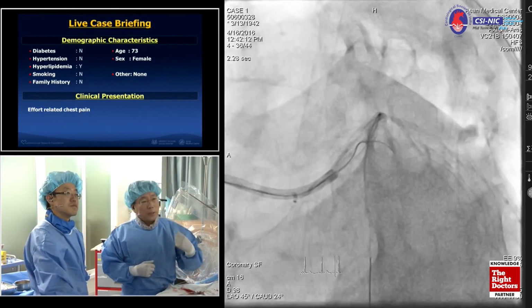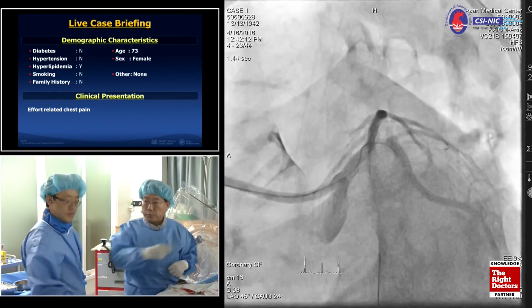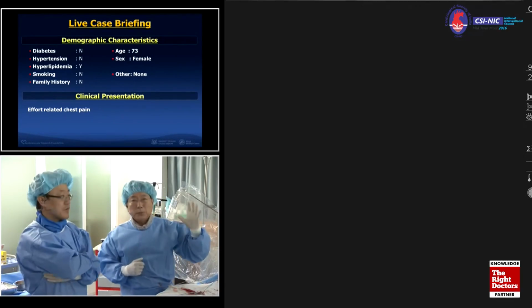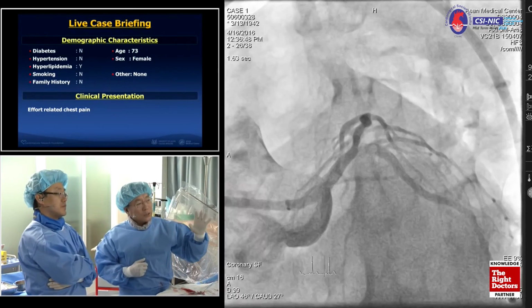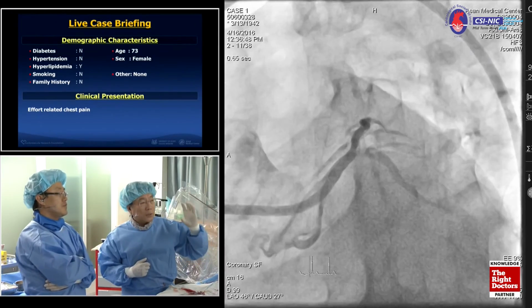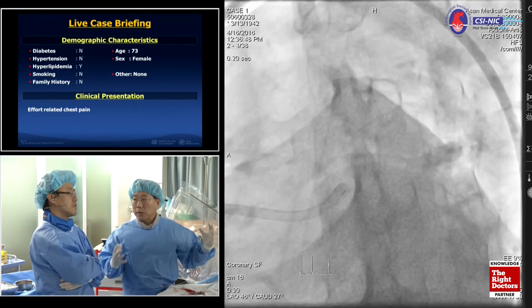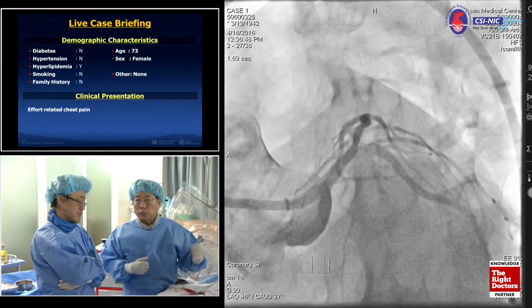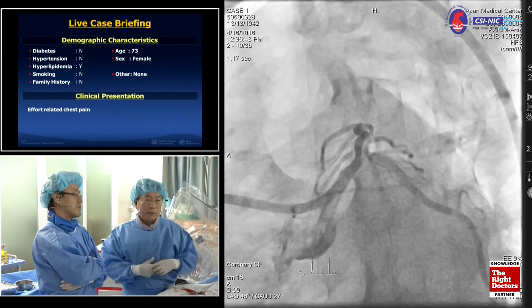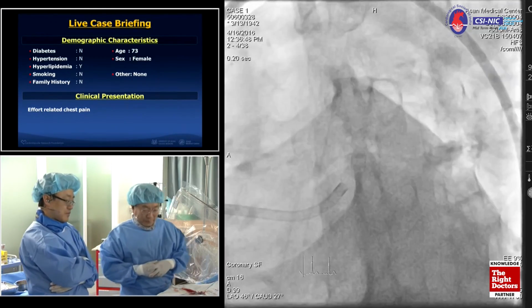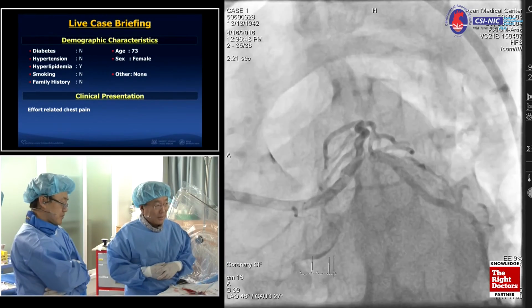So personally, I believe, you showed the previous one. So I believe this kind of case is simple, not simple, this is a regional case. However, morphologically it is quite simple and the other vessels are good. Still, I believe it is a good candidate for PCI. That is my opinion. So that's good. So what is your strategy? How do you plan to do this case now?